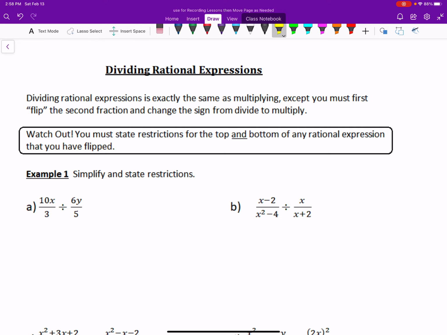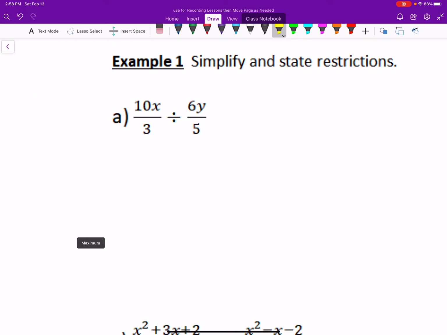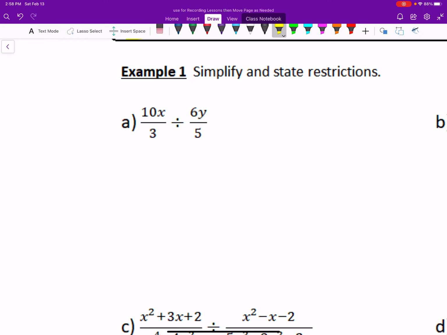So as you can see here, you have to state your restrictions for the top and the bottom of any rational expression that you flip. And the reason for that is because if you flip it, that means that both the top and the bottom have been on the bottom at some point, and then we're going to have a problem with division by 0. So aside from the flipping part, we have to be careful of restrictions. Here we are back to a monomial type question.